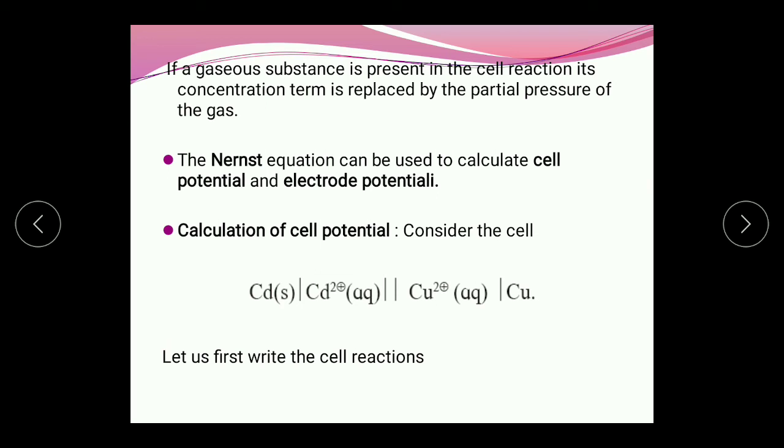That means cadmium, Cd/Cd+2, is the anode and Cu+2/Cu is the cathode. That means here oxidation takes place, here reduction takes place. In oxidation, Cd gets converted into Cd+2 by releasing 2 electrons, as the +2 charge is there. And Cu+2 gets converted to Cu; for that it will require 2 electrons. So let us first write the cell reactions.